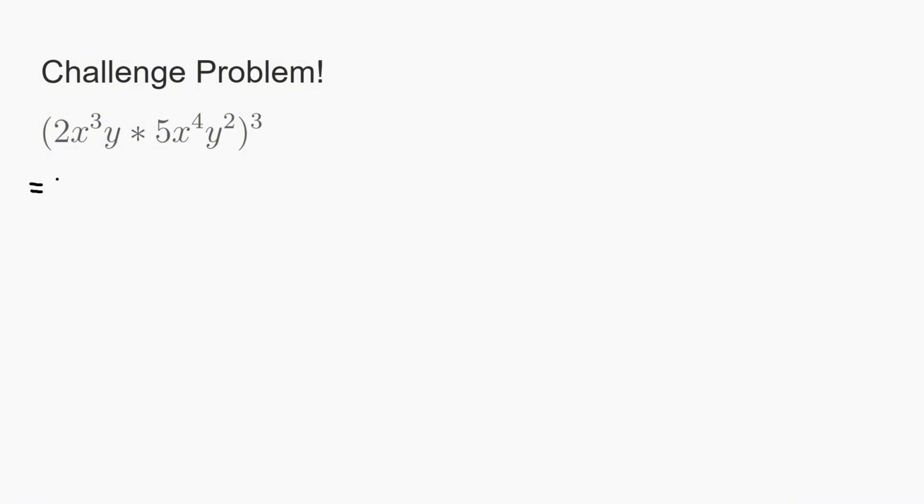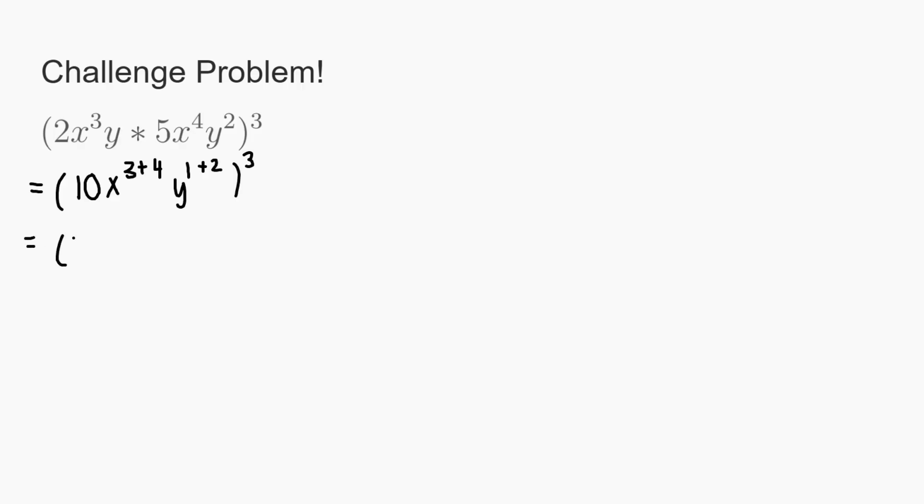We can do this. 2 times 5 will make that 10. And now, let's look at our x's. We have 3 here, and we have 4 here, so let's add it up. We have 3 plus 4. And for y, we have 1 here and 2 on this side, so let's add up as well. 1 plus 2. All to the 3rd power.